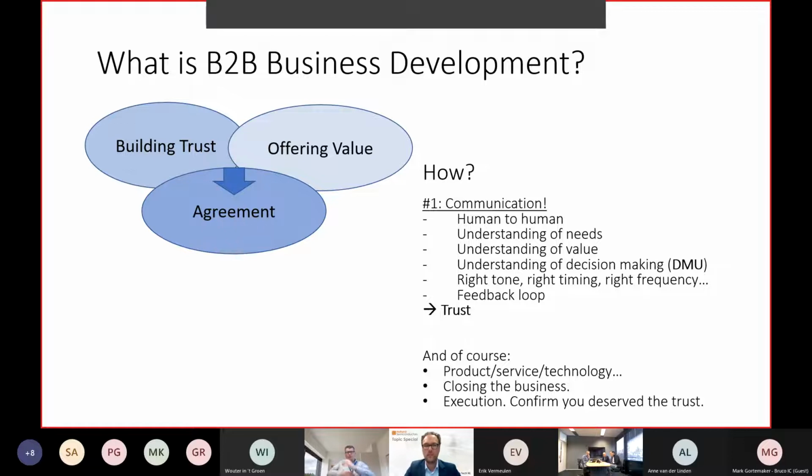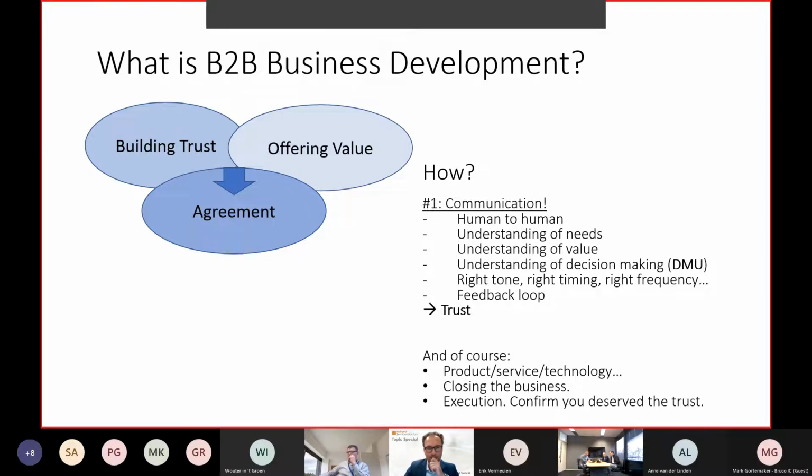But before I go there, let's start with what is business-to-business business development in general. The way I like to think of it is about building trust and offering value. And if both are good, so you have each other's trust, you believe in each other, and you believe in offering the value, then you get an agreement, and that's basically what business development is about.